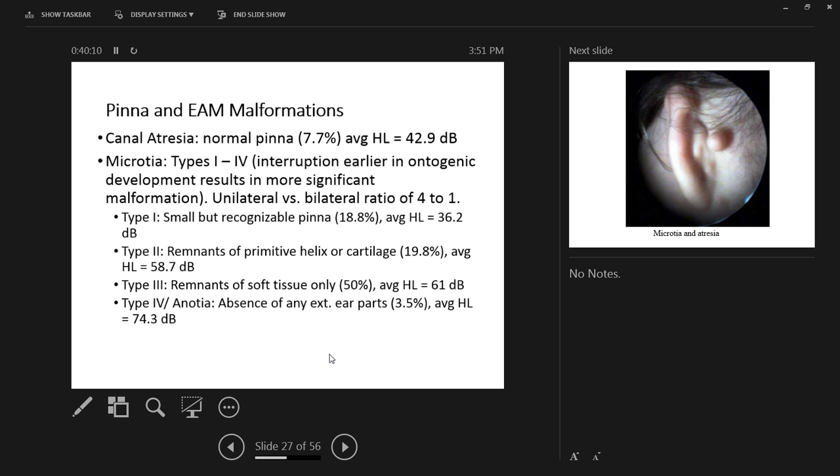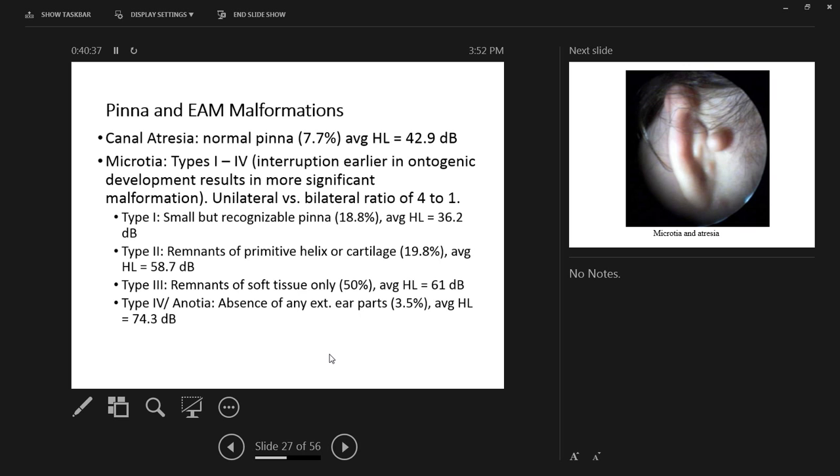Type 3, this is the most common. That's where you have remnants of the soft tissue only. You don't have the cartilage underneath. It's just kind of thinking about the earlobe and the tissue that's on the outside. You basically have a maximum conductive hearing loss. You can have absence of any external ear parts. It's rare. I've seen it where it was a bilateral anotia, and it was a completely conductive hearing loss.